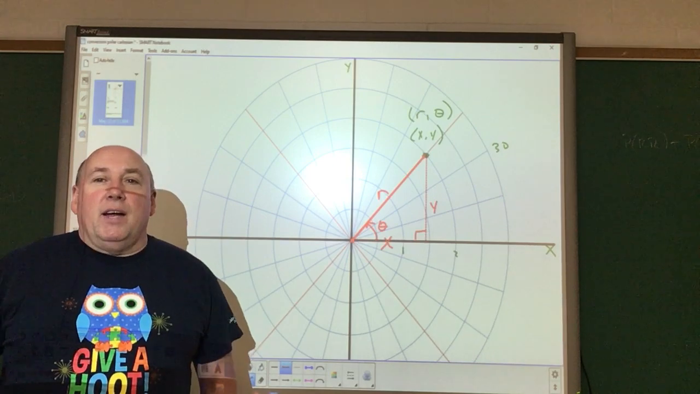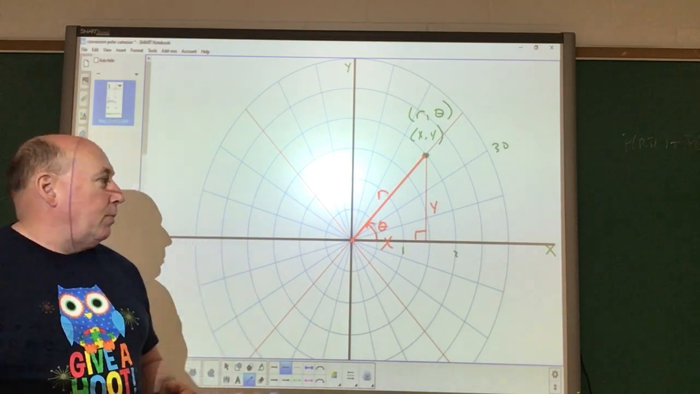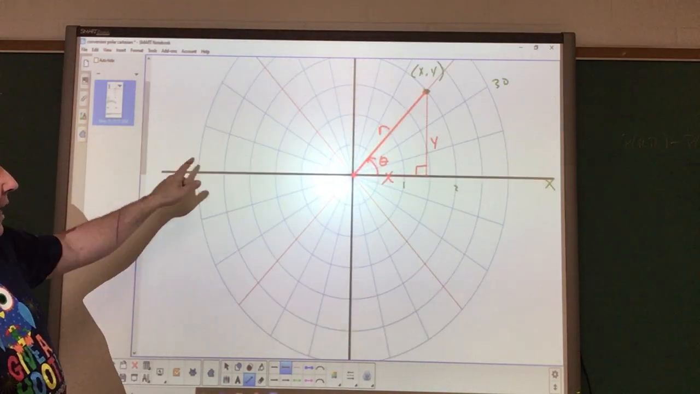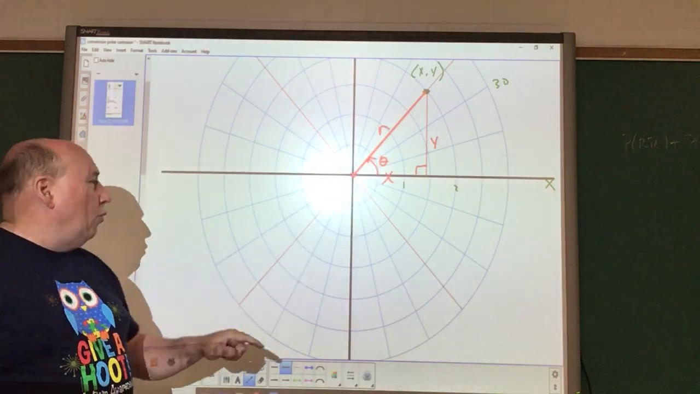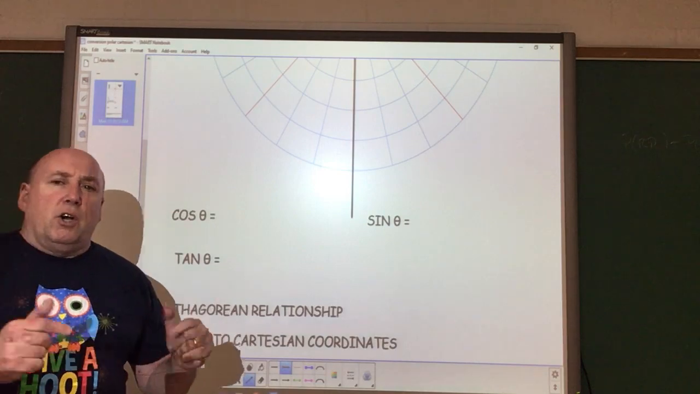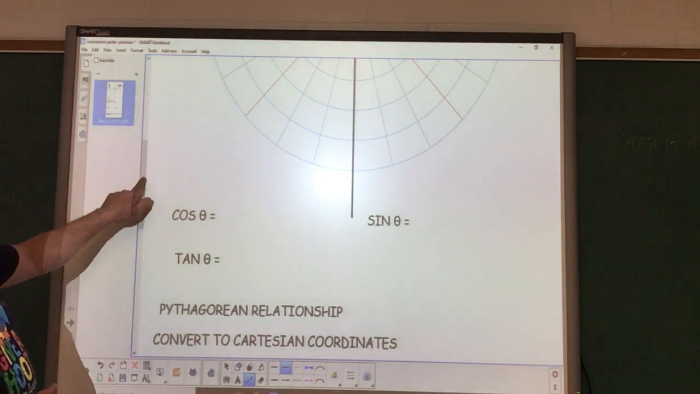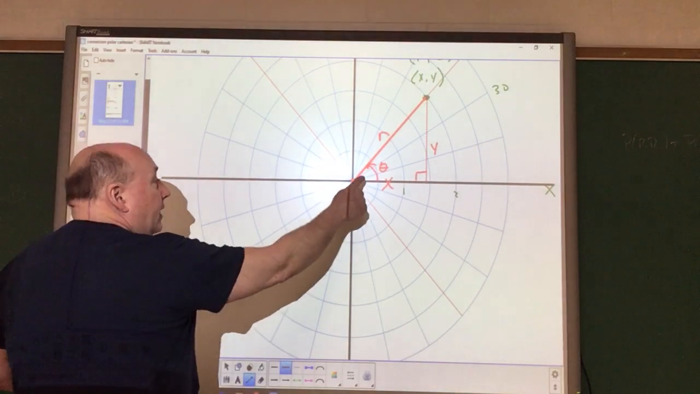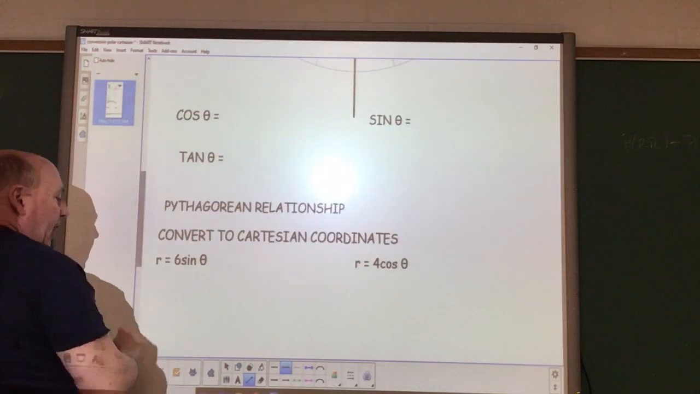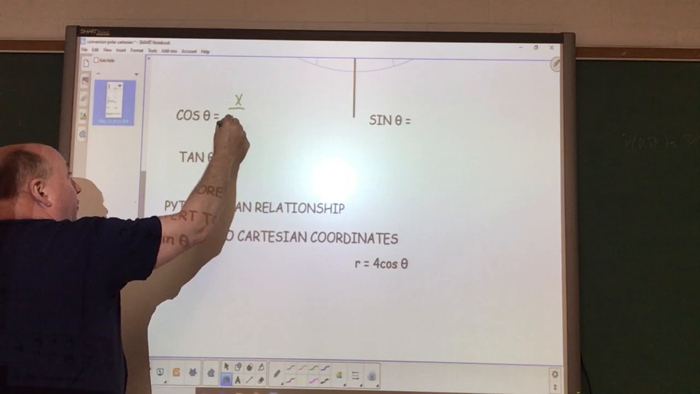So we have a right triangle. So if we have a right triangle, we have some relationships that we can use with respect to a right triangle. Taking a look at this triangle that we formed, what would be the ratio of the cosine of theta? Well, if I take a look at this triangle, cosine is defined as adjacent over hypotenuse. So we have x over r.